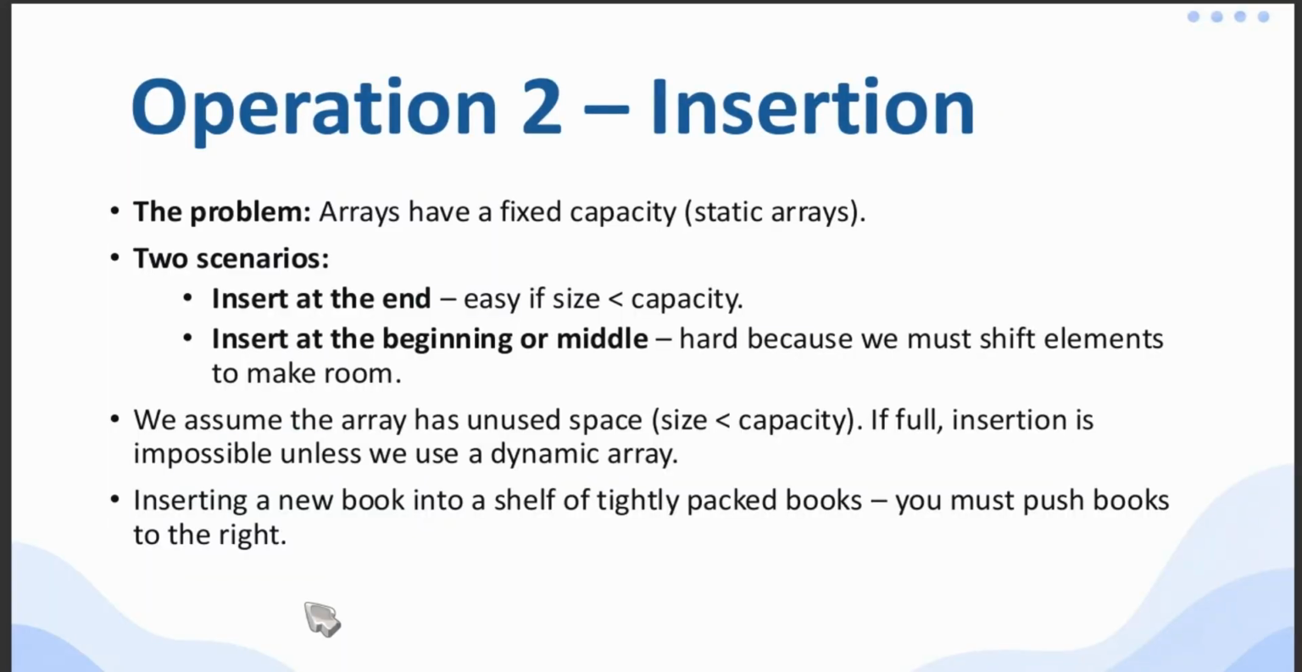Now let's look at operation 2, which is insertion. Insertion sounds simple, just add a new element. But with static arrays, there's a catch. Arrays have a fixed capacity. We have two scenarios. Insertion at the end is easy if there is unused space. If the size of the array is less than the capacity, just place the new element at index size and increment the size. It would be easy.